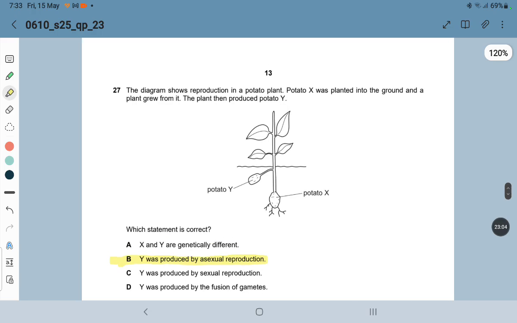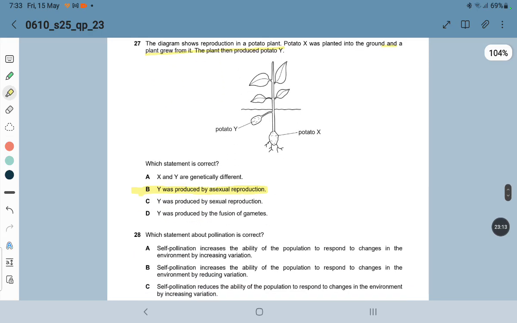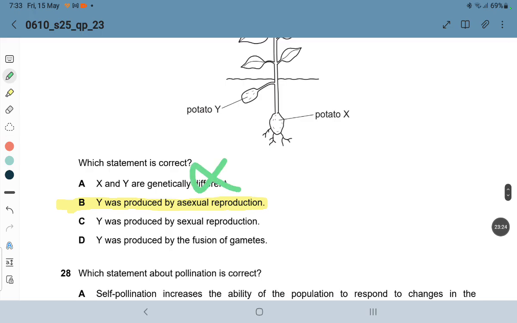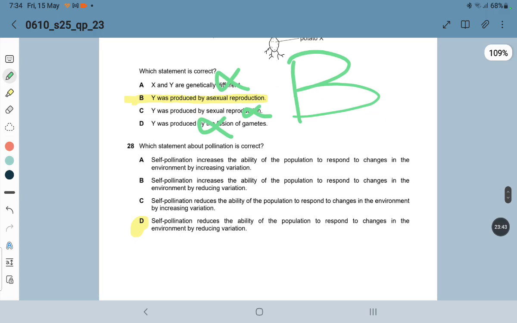Question 27 is telling you: the diagram shows reproduction in a potato plant. Potato X was planted into the ground and a plant grew from it. The plant then produced potato Y. Which statement is correct? Y was produced by asexual reproduction, of course. X and Y are genetically different? That is incorrect, because basically they had carried out asexual reproduction. Y was produced by the fusion of gametes? No, because there was no cross-pollination or self-pollination, nothing like that, and there is no sperm, no ovum or egg cell for them to fuse together. So the answer for that question will be B.